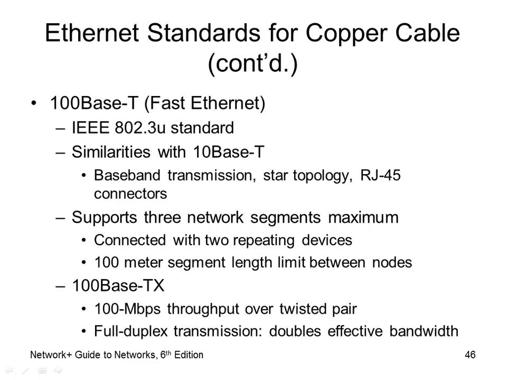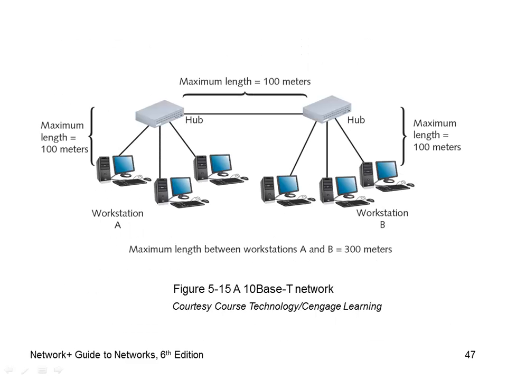100 base T, that's fast Ethernet. Similar to T, it's a baseband star RJ45 connections. Supports 3 maximum networks. 100 meters is the key number there. You might get a question that says something about what the maximum length on a Cat5 cable is. It's going to be 100 meters. 100 base TX is full duplex over twisted pair. Here again, they're showing the same one.